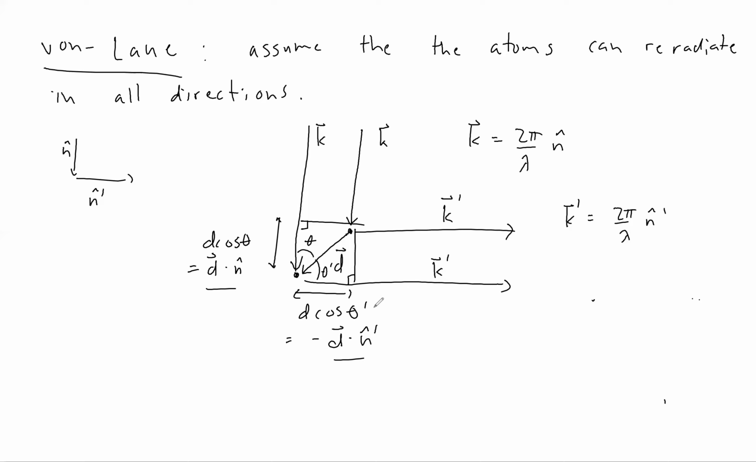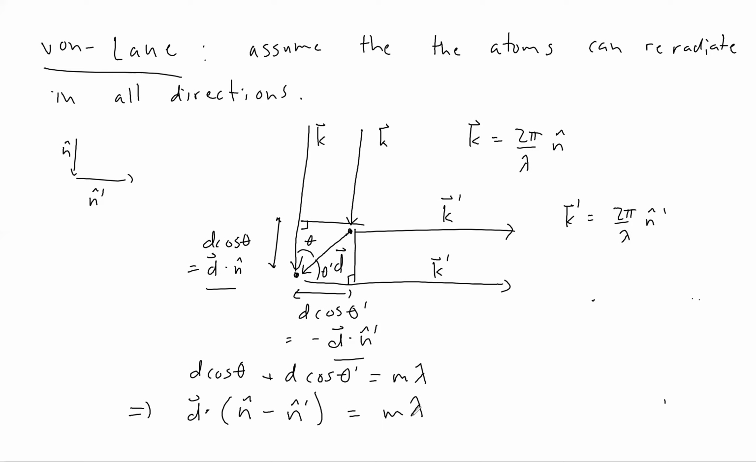Okay, so the condition for constructive interference, again, is that the sum of these two distances is equal to an integer number of wavelengths. So we'll say that d cosine theta plus d cosine theta prime is equal to m lambda, where m is an integer. So let's rewrite this as d dot (n hat minus n hat prime) is equal to m lambda.